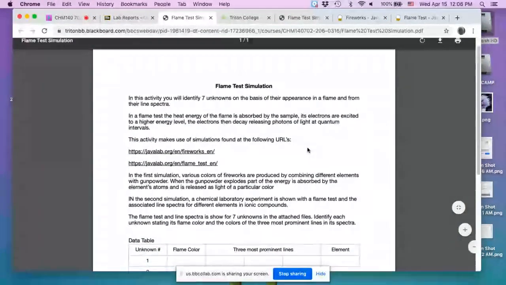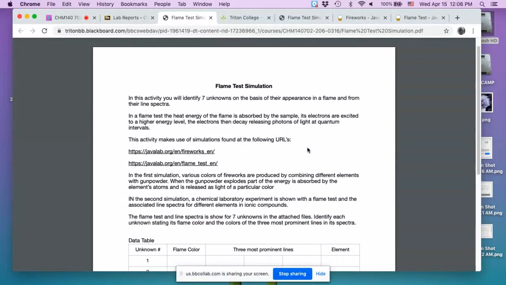In this activity, we identified 7 unknowns on the basis of their appearance in a flame and from their line spectra. In the flame test, the heat energy of the flame is absorbed by the sample. Its electrons are excited to a higher energy level. The electrons then decay, releasing photons of light at quantum intervals. So that's why you only get certain light. That's why you get a line spectrum, only for those lines that are allowed.